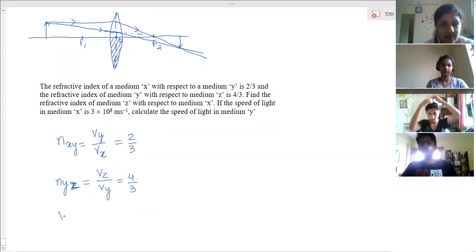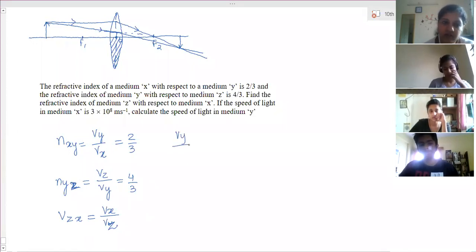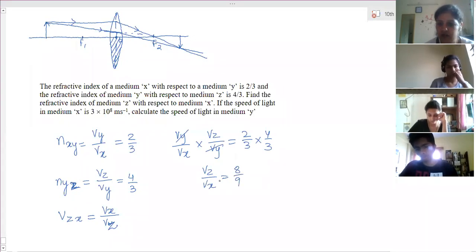And then they are asking, find refractive index of Z with respect to X. That means we have to calculate the Vx by Vz value. Okay, so now if you multiply these two, what we will get, Vy by Vx into Vz by Vy is equal to 2 by 3 into 4 by 3. So Vy gets cancelled, we get Vz by Vx is equal to 8 by 9. So Vz by Vx is 8 by 9. So what about Vx by Vz? The reciprocal of it, that is 9 by 8, is the answer.